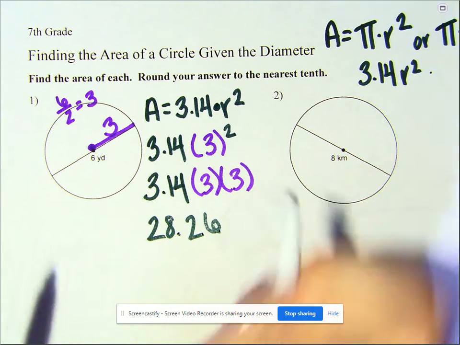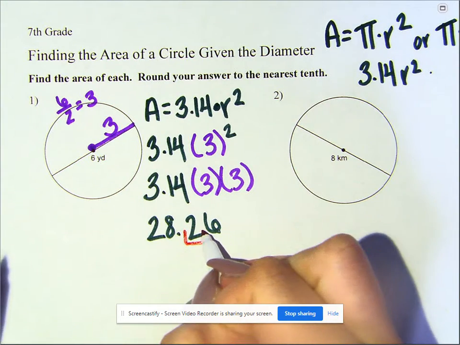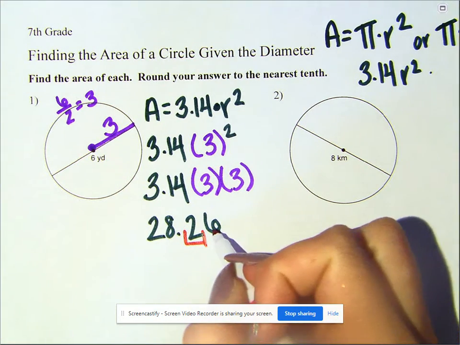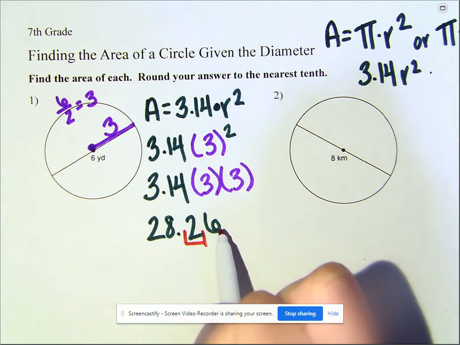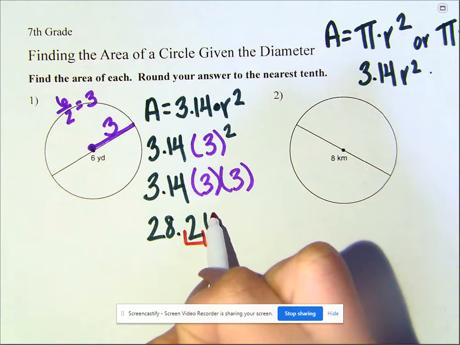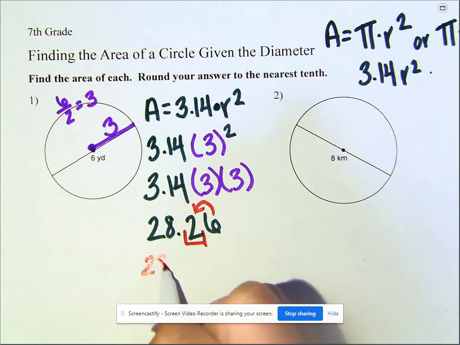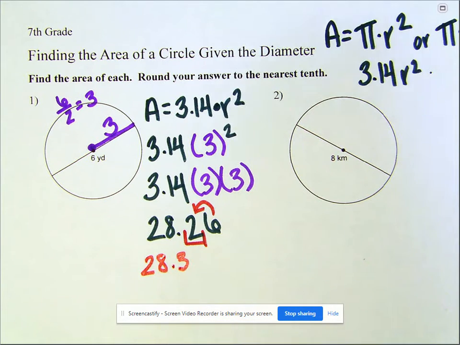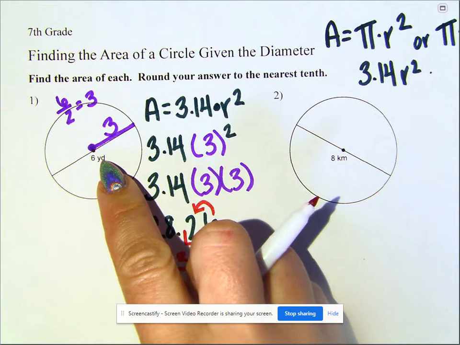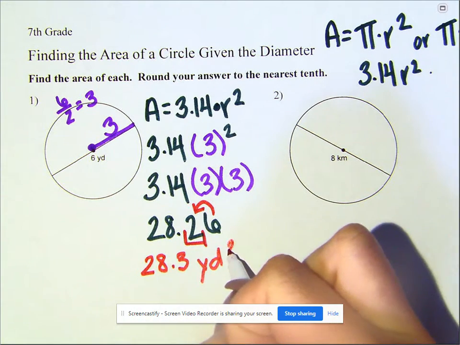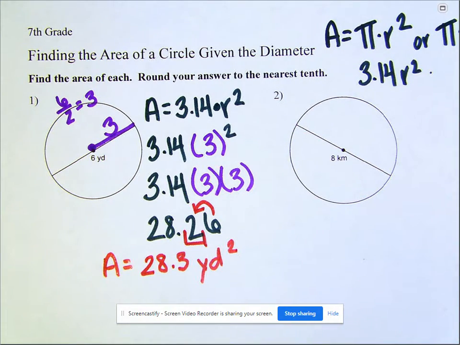We are still rounding to the nearest tenth. The 2 is in our tenths place, and the hundredths value is going to help us out. 6 is in our hundredths place, and the saying is 5 or more, raise the score. So 6 is 5 or more, which means 2 is going to be raised. So 28.3, with 3 being in our tenths place, is going to be your answer with yards squared, because that is what is pictured in my circle. And that is your final answer for area rounded to the nearest tenth.